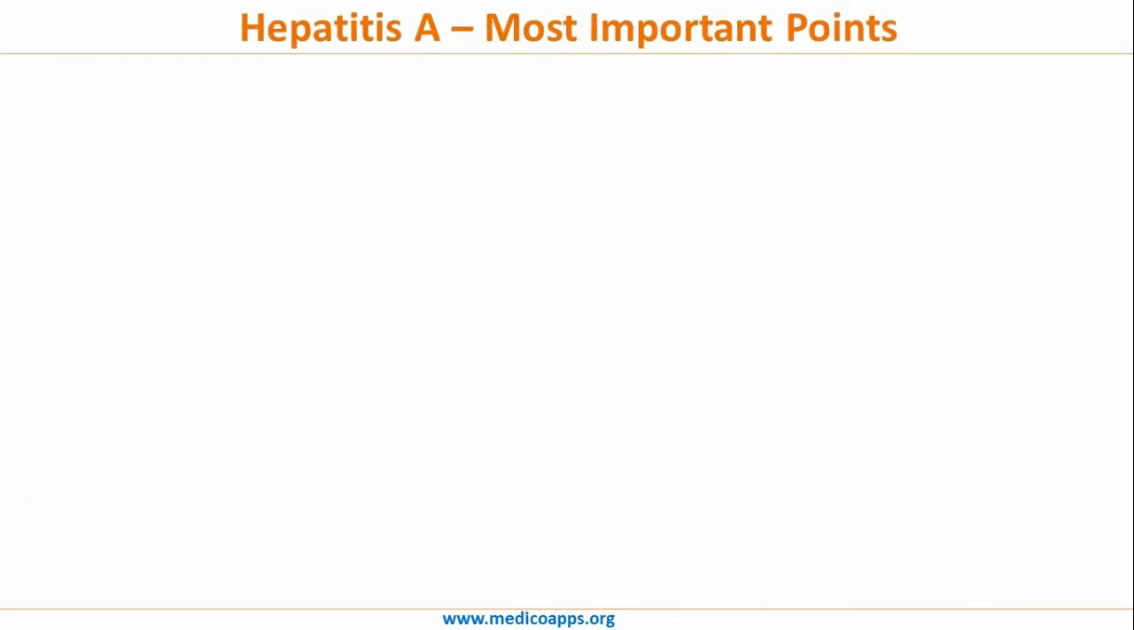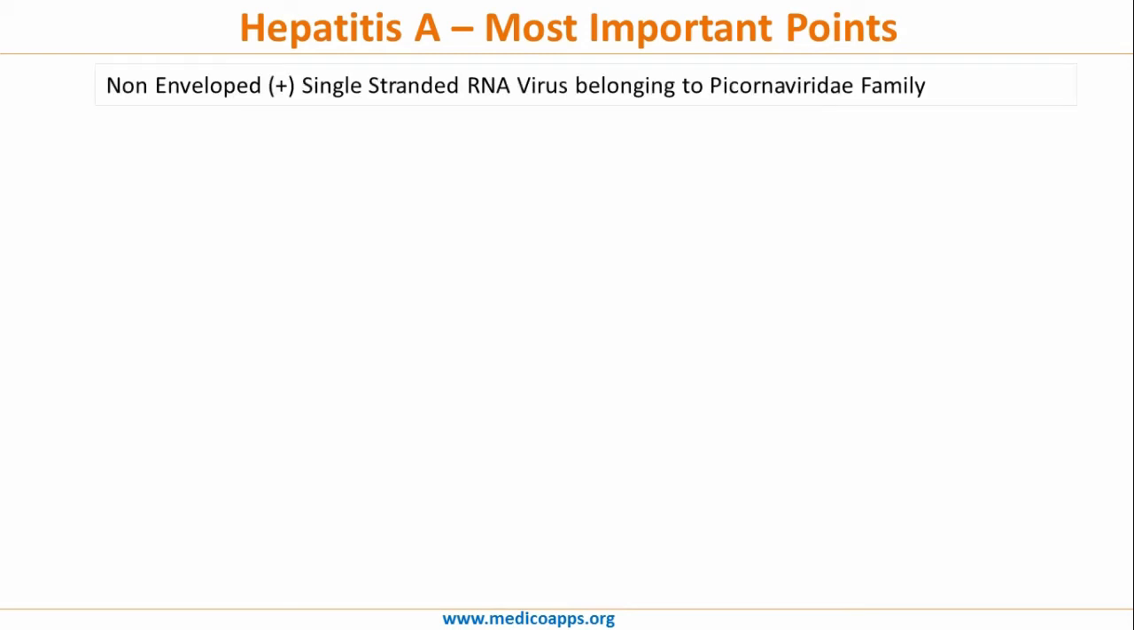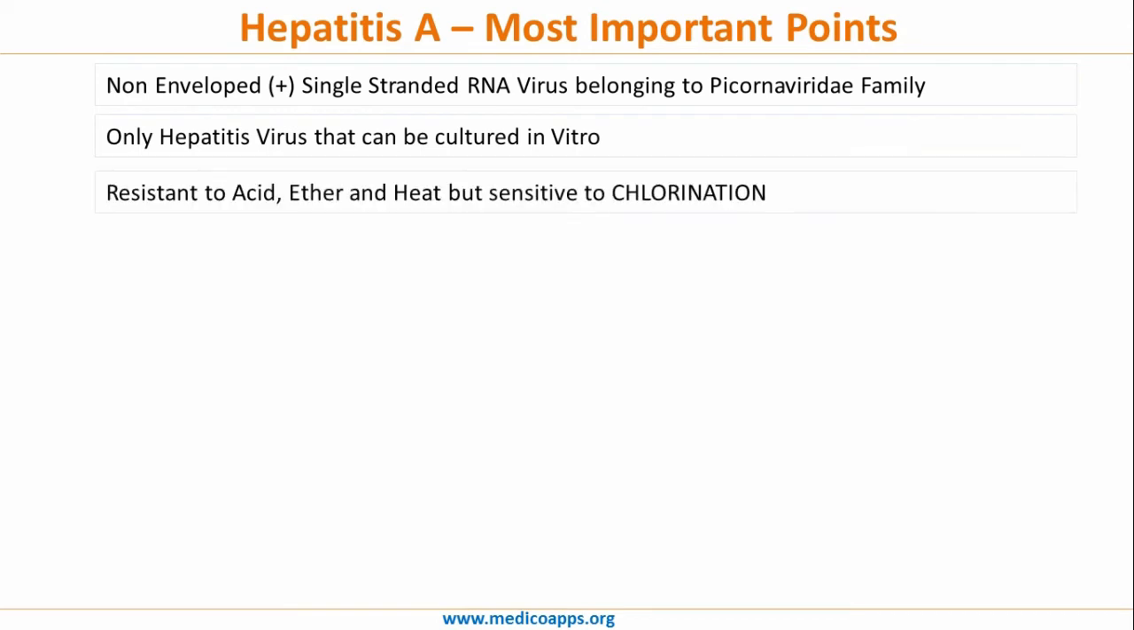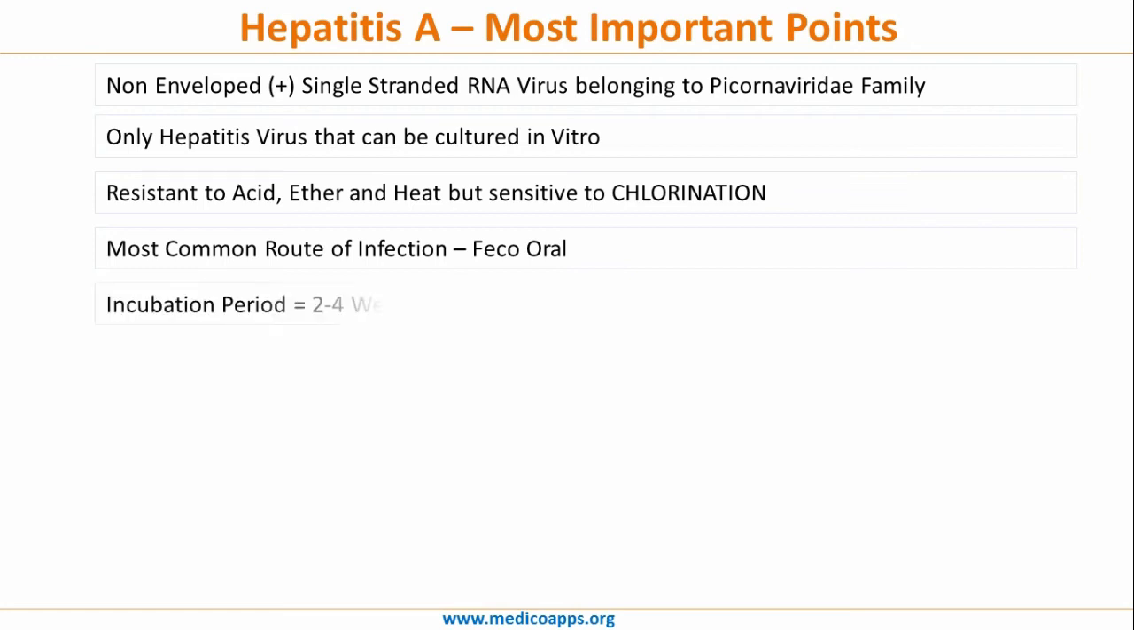Most important points for hepatitis A, which have been frequently asked in PG entrance examinations, are: it's a non-enveloped positive sense single-stranded RNA virus belonging to Picornaviridae family. It is the only hepatitis virus that can be cultured in vitro. It is resistant to acid, ether and heat but sensitive to chlorination. The most common route of infection is fecal-oral.